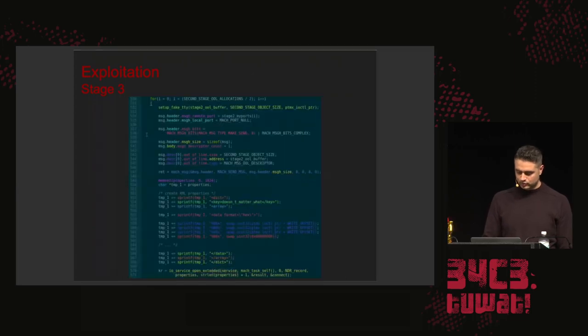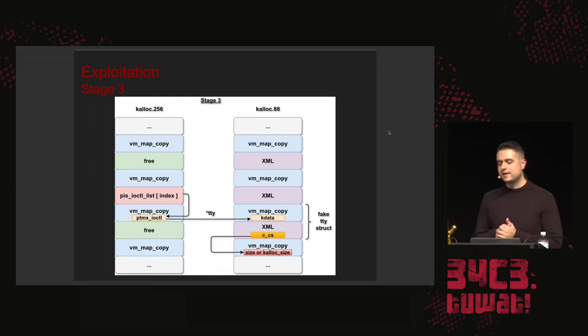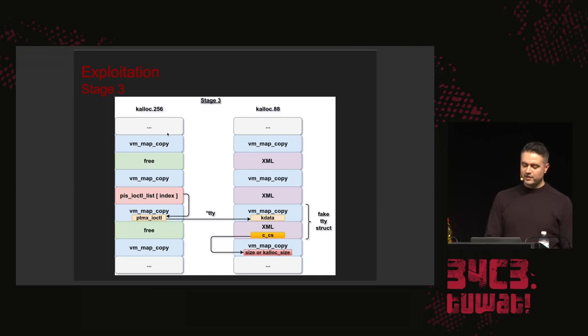So we'll see the code later on. Let's go to the heap layout. That's the third stage. Again, remember, I spread the calloc 256 zone with VMAP copy structs, freeze, just to place my PTMX ioctl list array next to a VMAP copy struct.